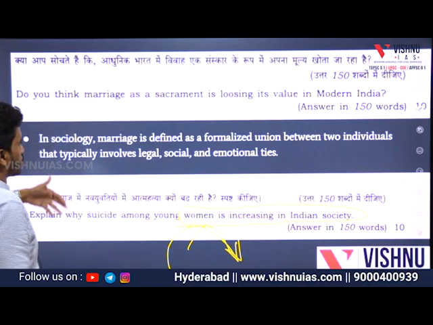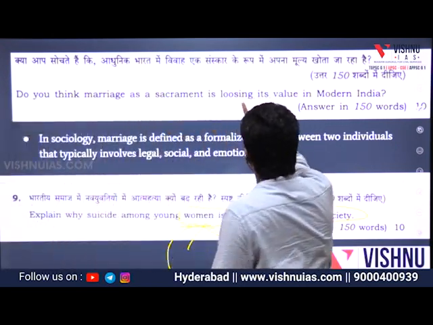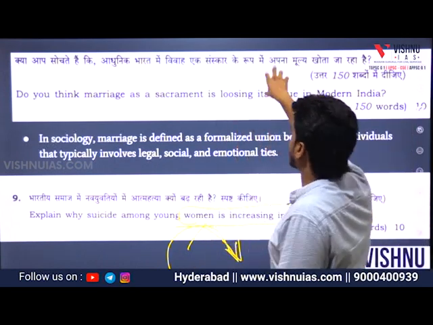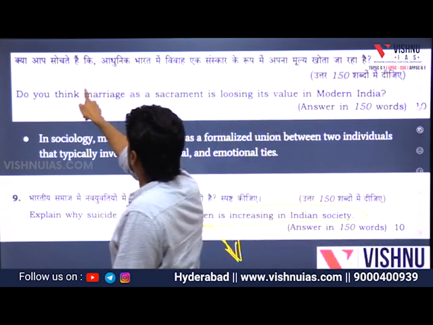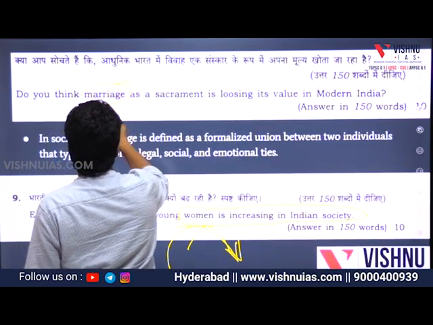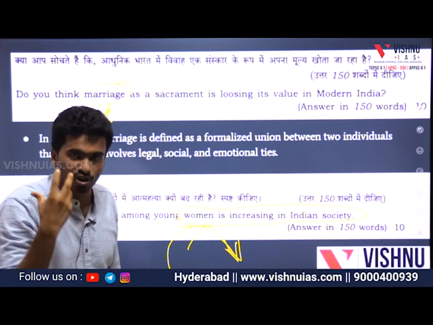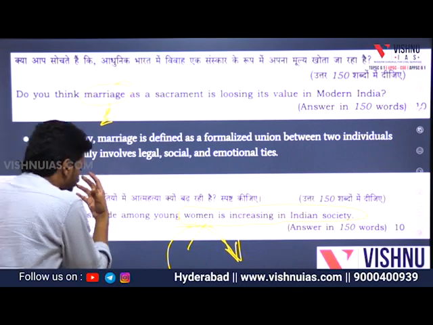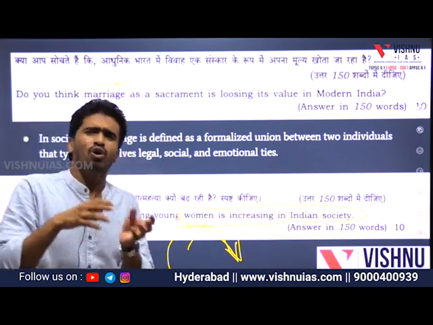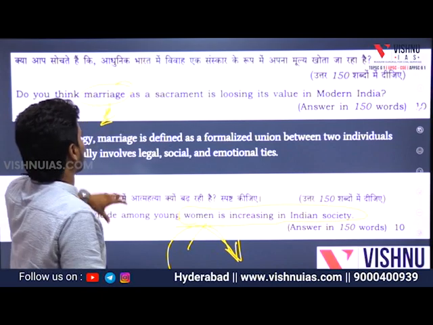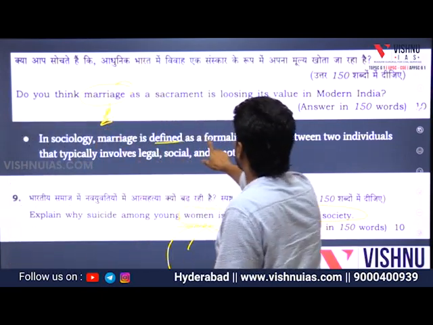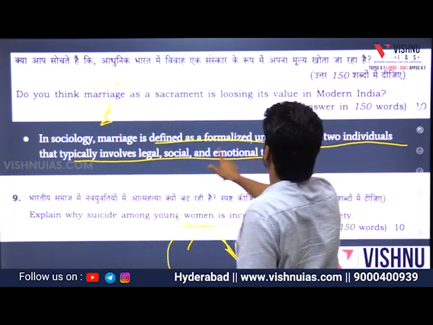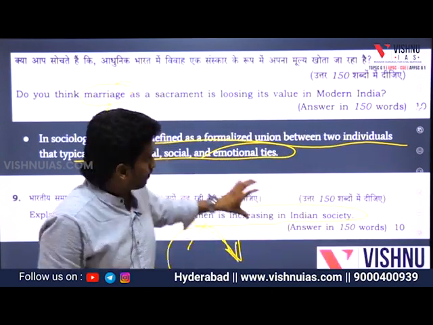See the question: Do you think marriage is losing value in modern India? We know what marriage is. So here you can define marriage. To make that definition or the introduction itself very interesting, you can go one step ahead and give a proper definition given by some sociologist, or you can even give it like this: in sociology, marriage is defined as a formalized union between two individuals that typically involves legal, social and emotional ties. So this is also important.